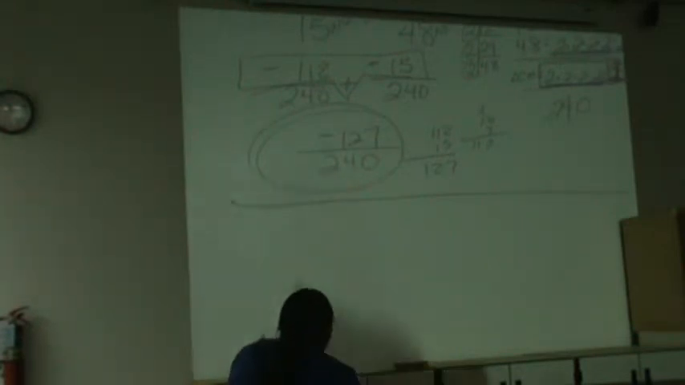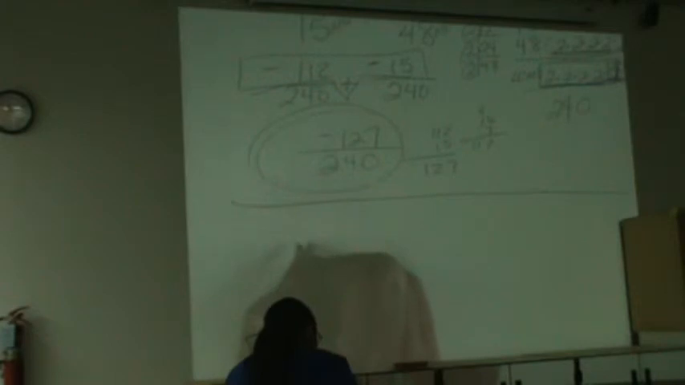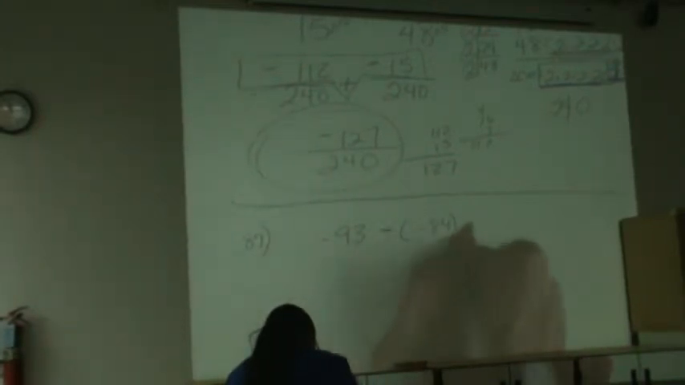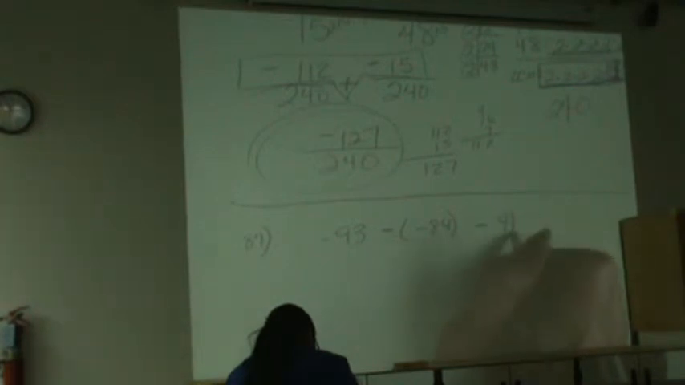You can always look back at the video and practice watching it a little bit at a time. Let's do some where you're doing a long string of adding and subtracting. Okay? We're going to do the same rule of grouping them, but we're going to change it all to addition first. So let's get a long string of numbers here. Let's do number 87. It says negative 93 minus negative 84 minus 41 minus negative 56.